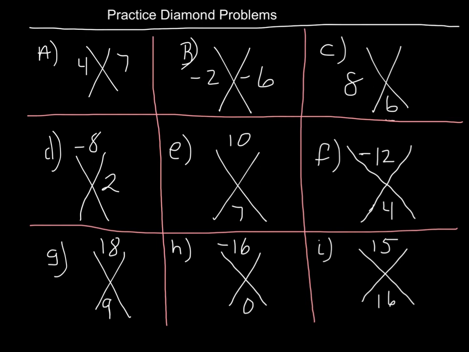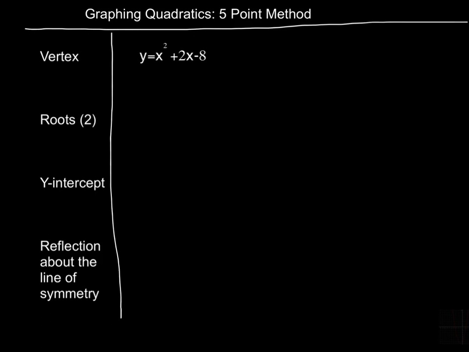And the last slide of the night is this one. Okay, so this is where we're heading. We're heading towards a 5-point method for graphing quadratics. And those 5 points are to find the vertex. Okay, and we'll talk about what a vertex is in just a second.